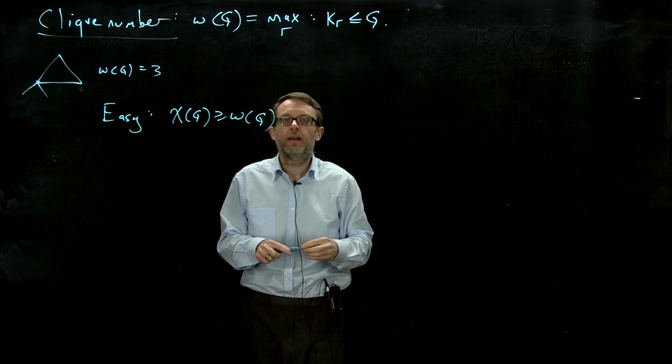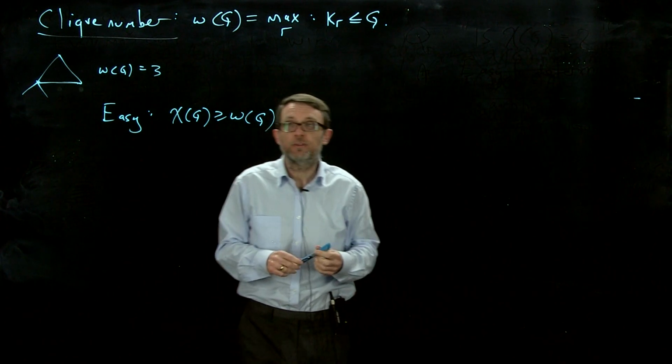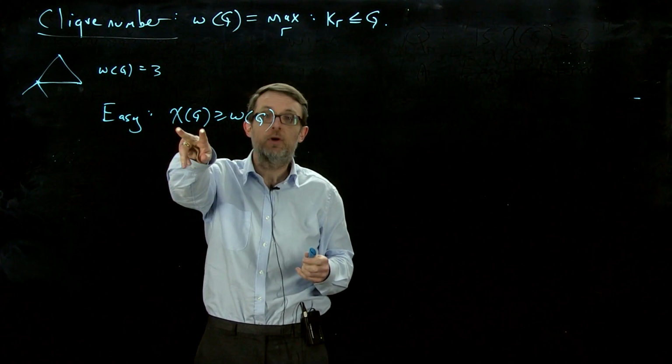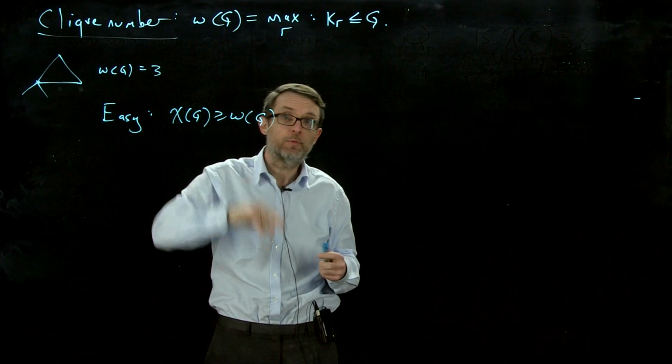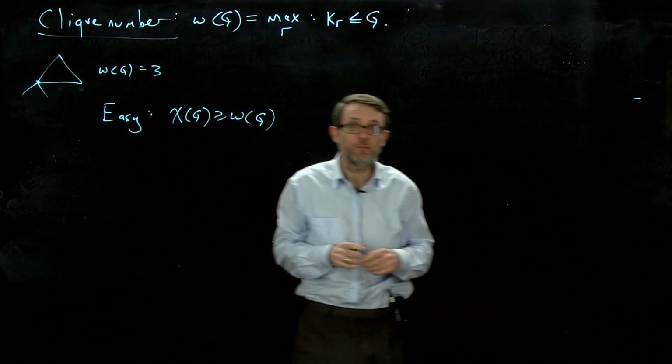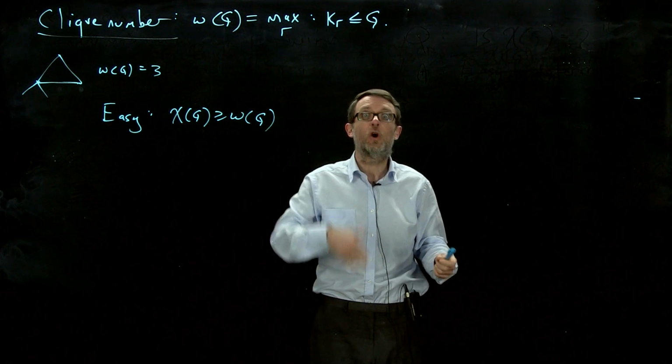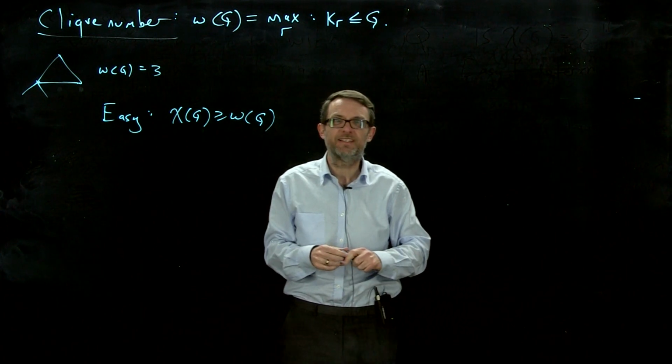However, it turns out that no matter what bound you put on the chromatic number in terms of some other parameter of the graph, there are always going to be cases where that bound is really good, and there are always going to be cases where the bound is really bad.